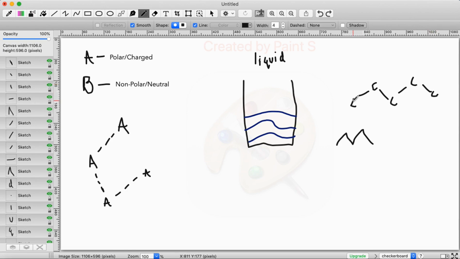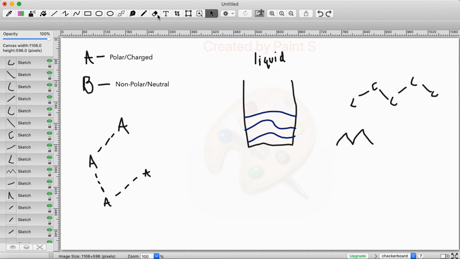That means that all the available bonding sites have a hydrogen on them. All of the extra electrons on the carbons are interacting with the hydrogen. This is not hydrogen bonding, because hydrogen bonding is between molecules, not within molecules.